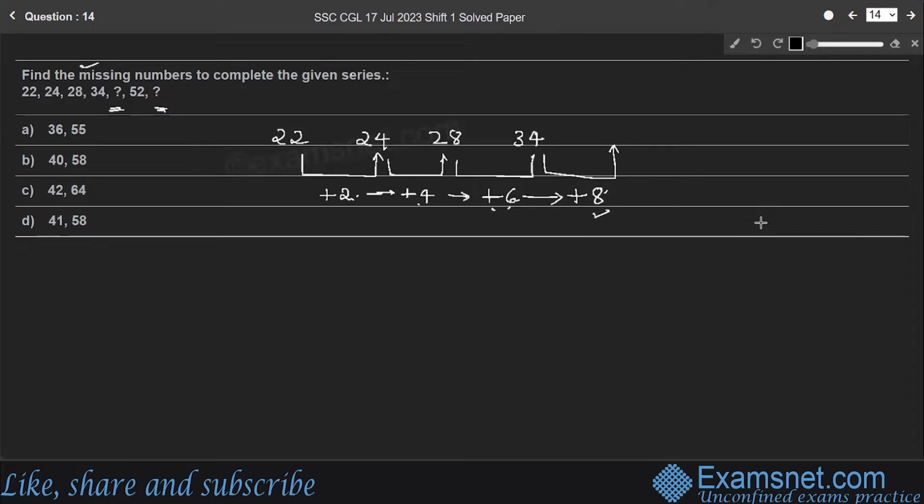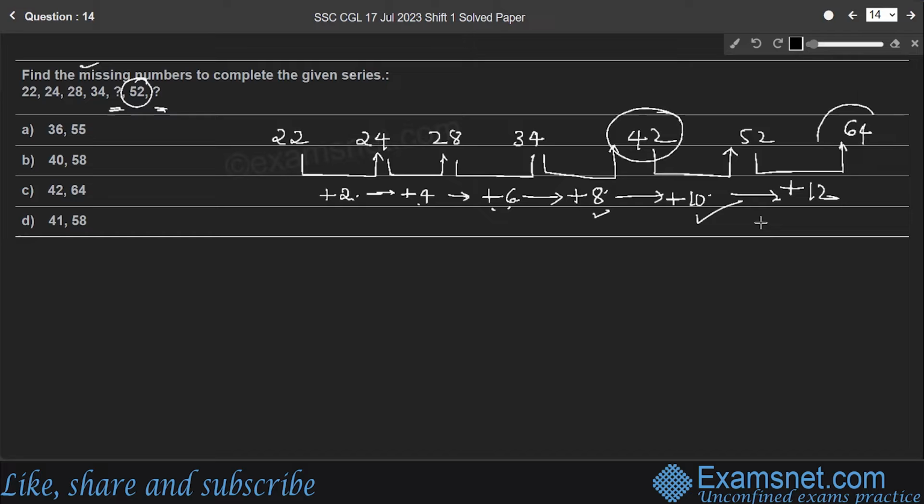Therefore, 34 plus 8 is 42. You can verify the answer by taking the next number, which is already given, 52. 42 plus 10 is 52. Here, 10 is 2 more than 8. Therefore, the last number should be 52 plus 12, where 12 is 2 more than 10. 52 plus 12 is 64. Therefore, the missing numbers are 42 and 64. Option C is the right answer.